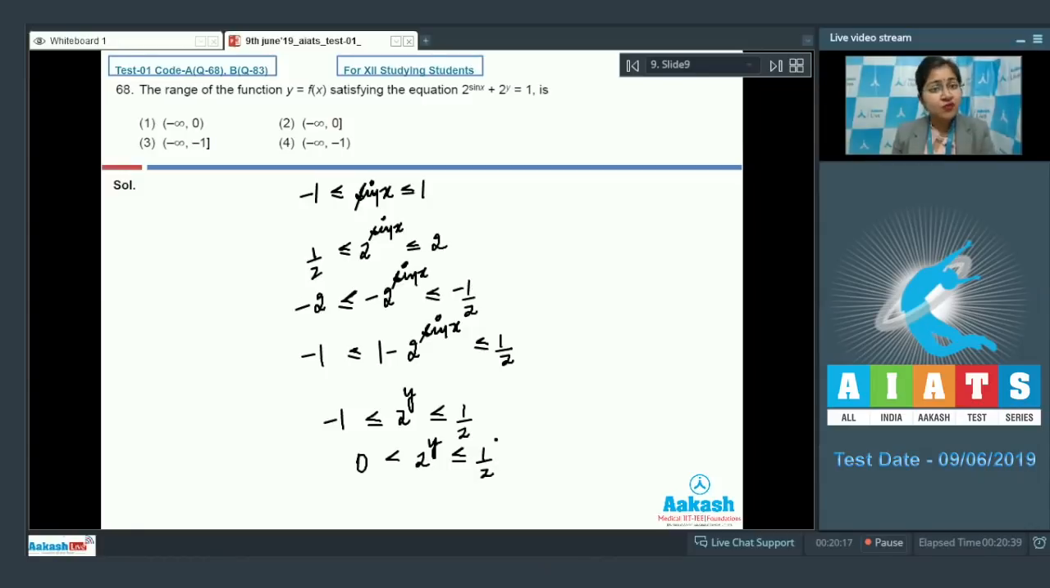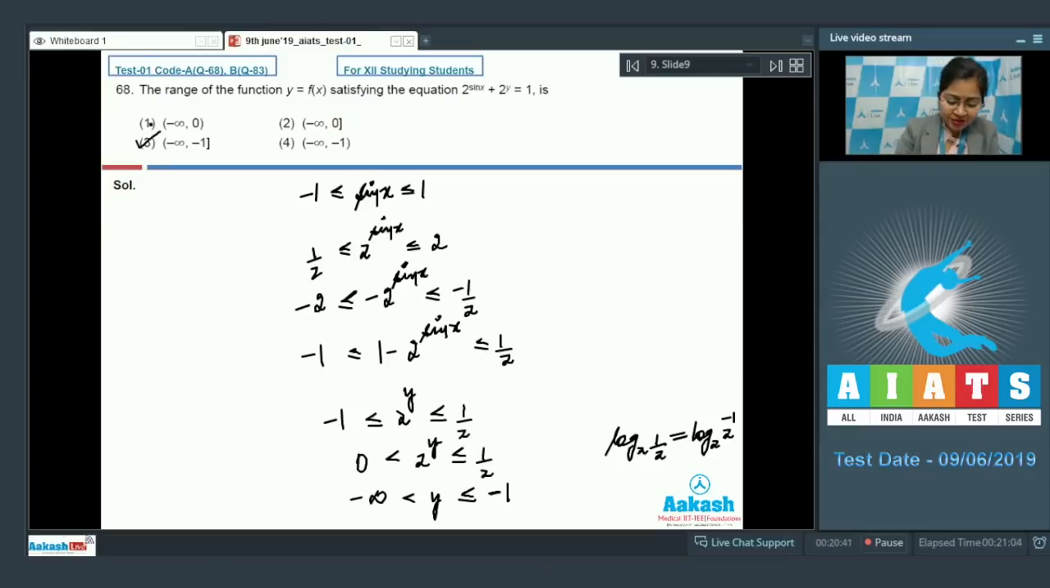Now we have to find the range of y. So we will take log to the base 2. We will get minus infinity is less than y is less than or equal to log to the base 2 of 1/2. That will be equal to log to the base 2 of 2 raised to the power -1, that is equal to -1. So we can say that y is going from minus infinity up till -1. So the correct answer from the options is option number 3.